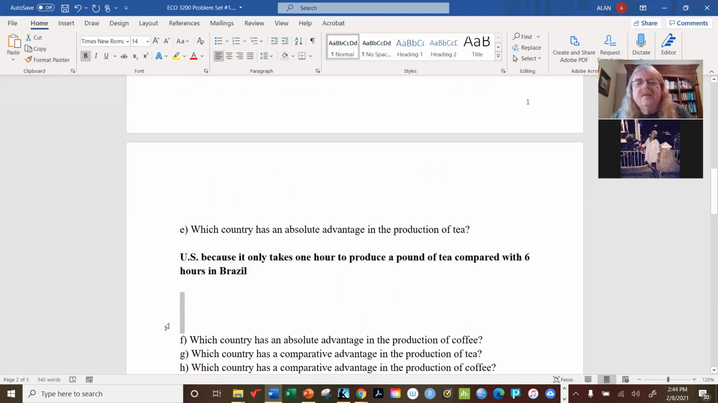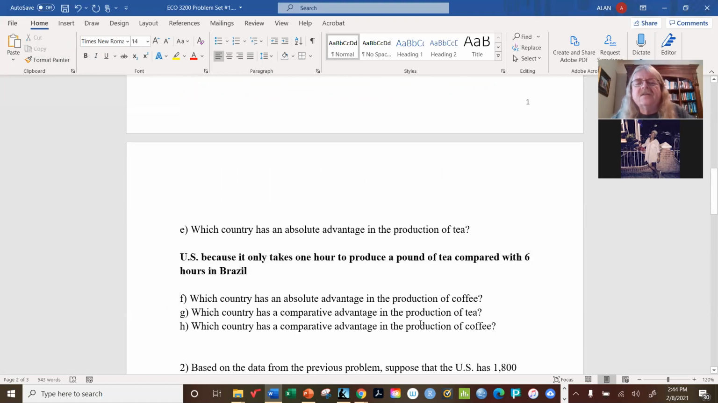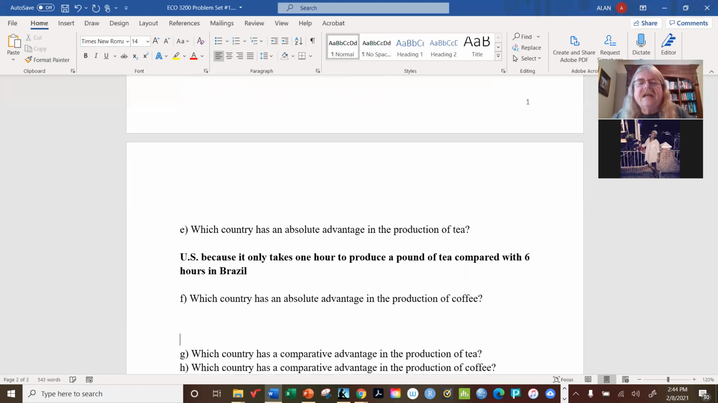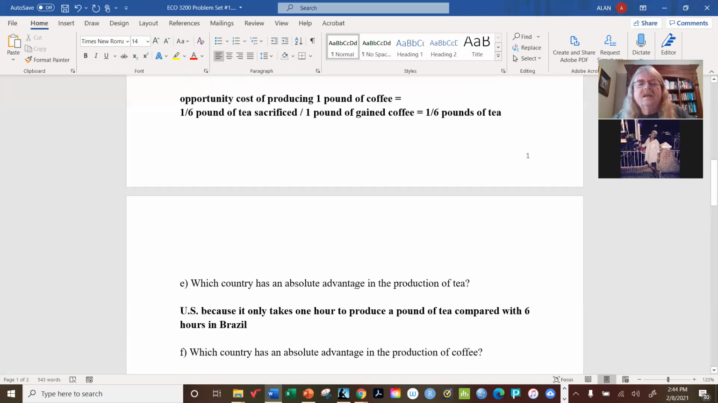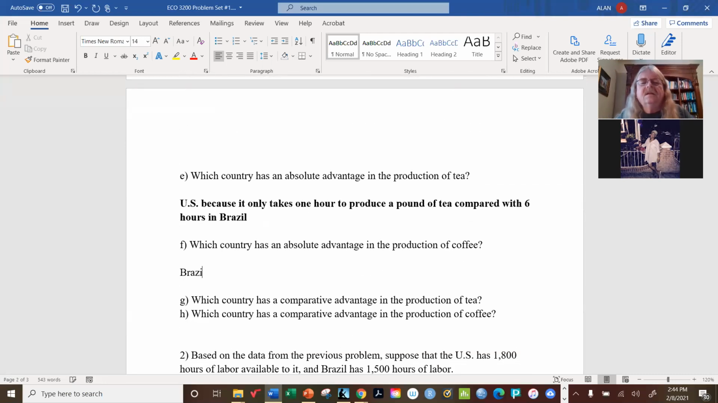Now, keep in mind here too, unlike with comparative advantage, the same country can have the absolute advantage in both goods. That's not the way it's working here, though, because with the coffee, it takes the US 3 hours to make it and only 1 hour in Brazil. So this time, each country has an area of its absolute advantage. This one, in this case, we say Brazil because it takes 3 hours versus 1 hour to produce a pound of coffee.